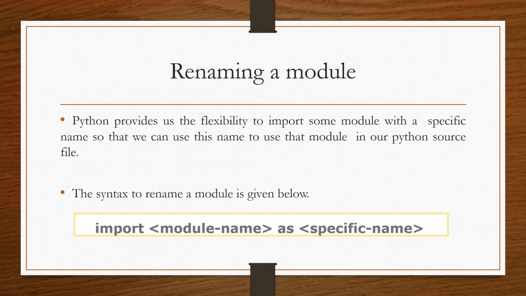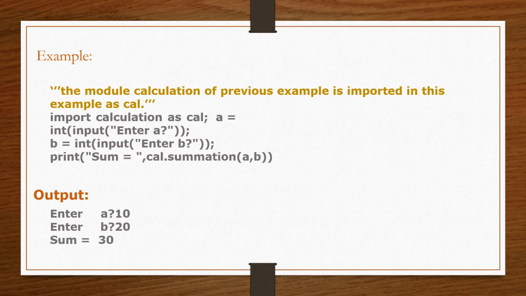Next one is renaming a module. Python provides us the flexibility to import a module with a specific name so that we can use this name to use that module in our Python source file. The syntax to rename a module is import module name as specific name. Example: here the calculation module of the previous example is imported in this example as cal.